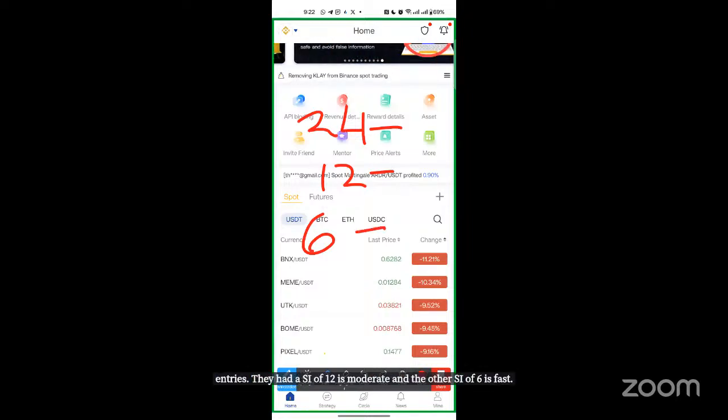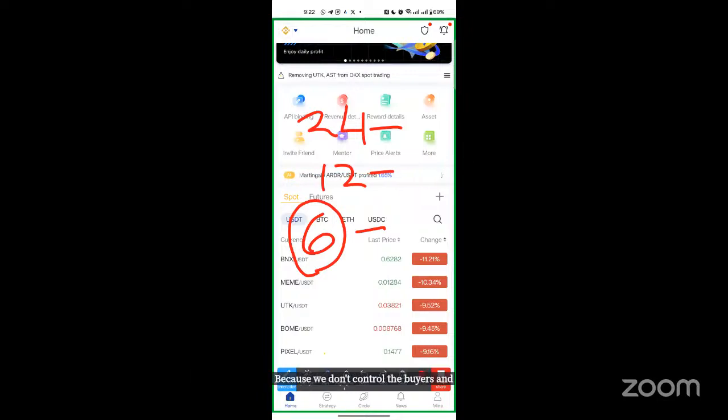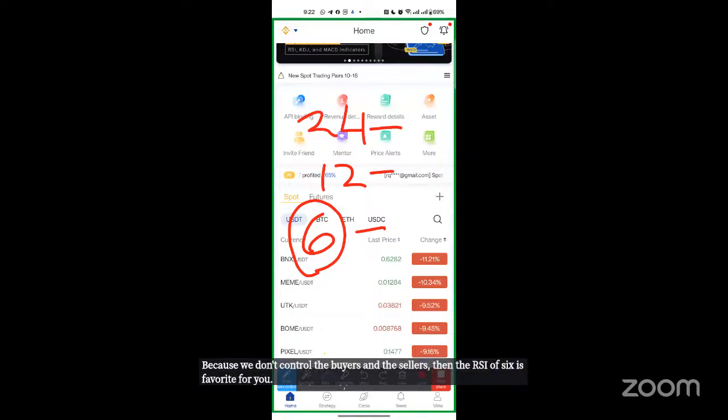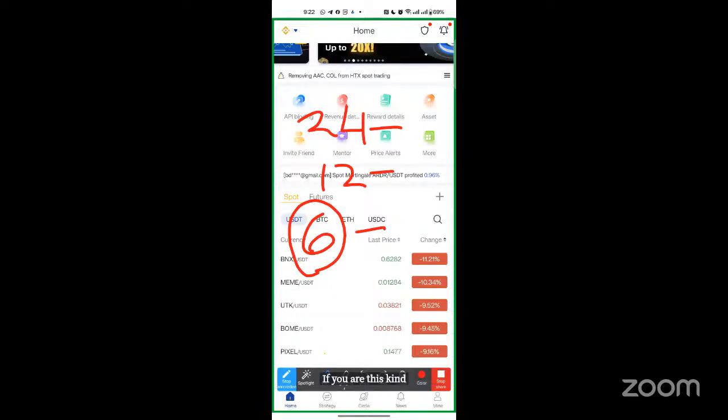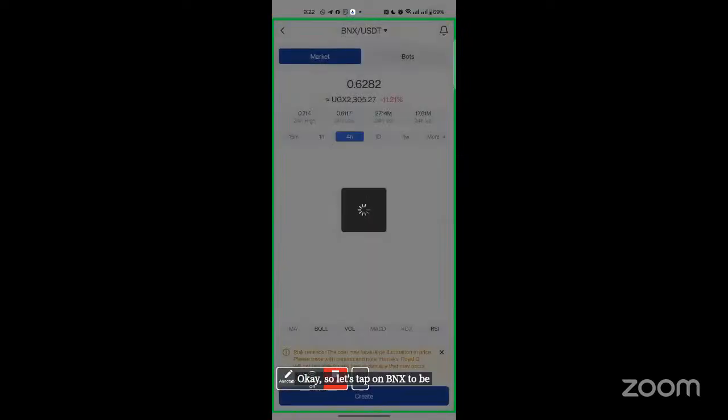So if you are the kind of person who wants your robot to buy fast and maybe sell fast, because we don't control the buyers and the sellers, then the RSI of 6 is your favorite. Or if you are the kind of trader who wants something moderate, then 12 is for you. If you are the kind of trader who wants a perfect trade, then 24 is ready for you. Okay? So let's tap on BNX to be our learning example.